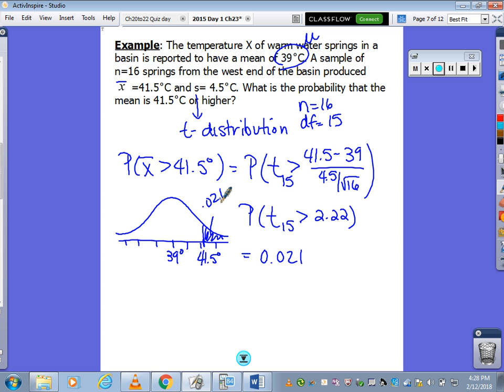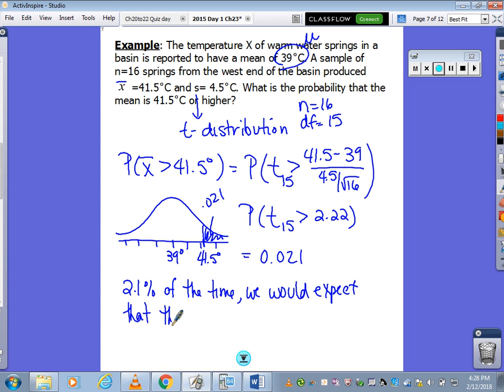All right, so now let's write our statement. 2.1% of the time we would expect that the mean temperature is 41.5 degrees or higher.